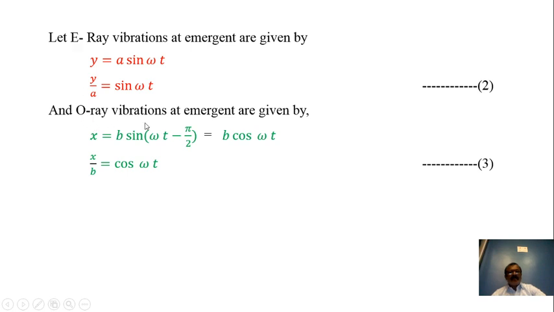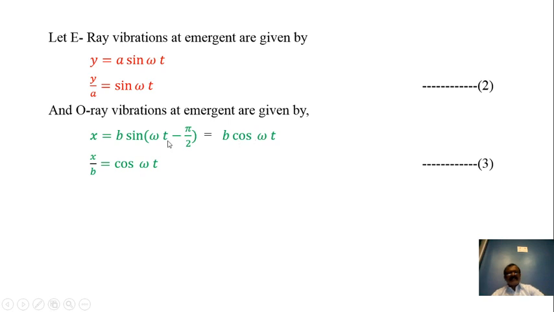What about the O vibrations? Similar to this, x is equal to, because it is along the x axis, x is equal to amplitude. We know b is the amplitude there, sine of omega t minus pi by 2. Here it is omega t only, and here minus pi by 2 additionally comes, because the phase difference between the ordinary and extraordinary is pi by 2. But we know sine of omega t minus pi by 2 is nothing but cos omega t. That's why we written it.